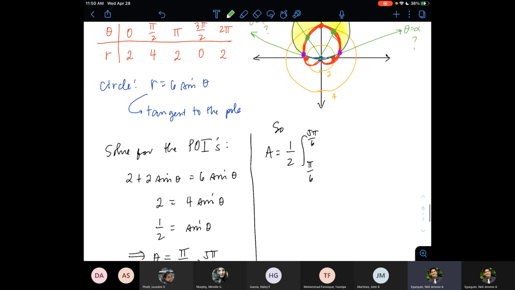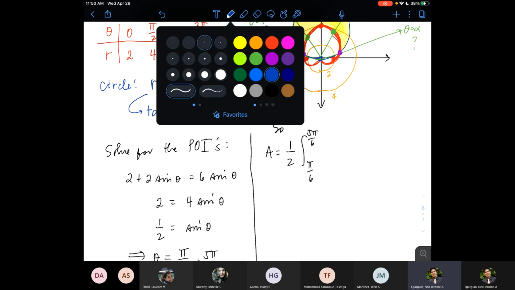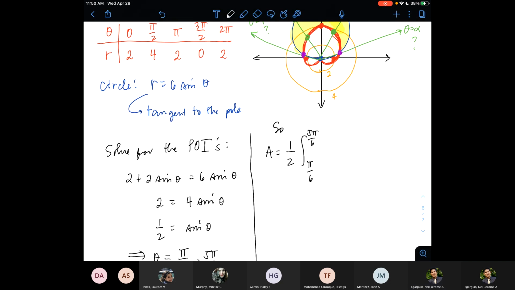So you'll just follow the formula. So it's going to be outer radius, but the outer radius would be determined by the circle, 6 sine theta quantity squared, minus the inner radius, 2 plus 2 sine theta quantity squared, all multiplied by d theta.